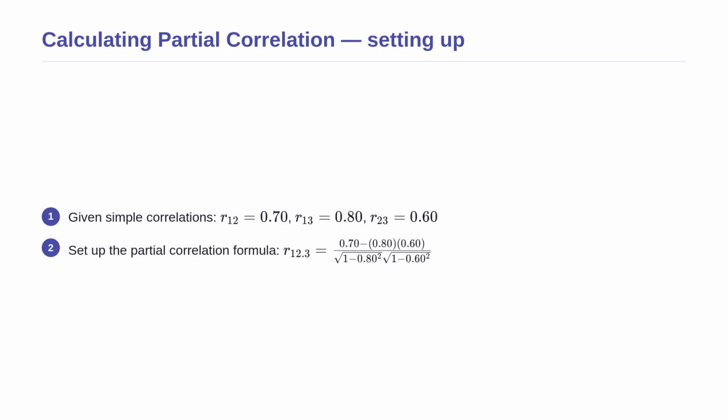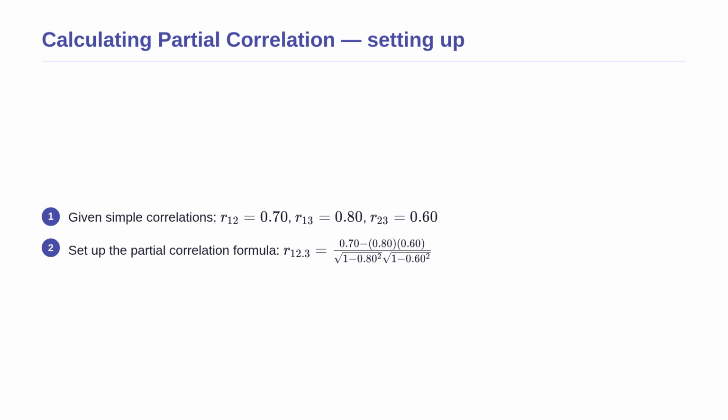A researcher finds a simple correlation of 0.70 between shoe size, variable 1, and vocabulary, variable 2. This seems strange, but age, variable 3, might be influencing both. The correlation between shoe size and age is 0.80 and vocabulary and age is 0.60. We need to calculate the partial correlation, controlling for age.